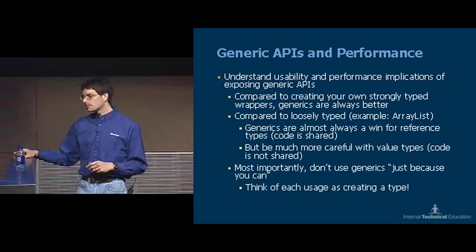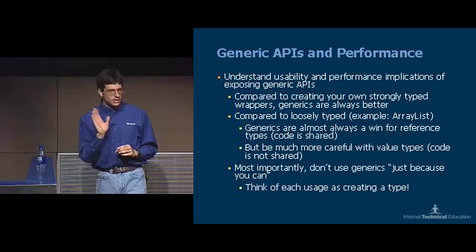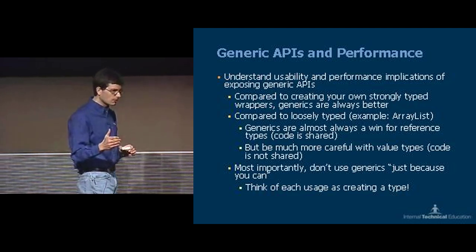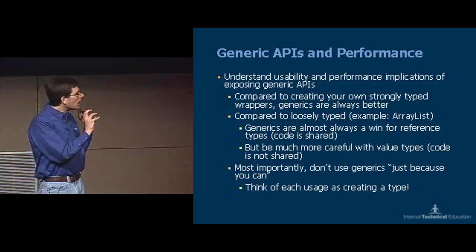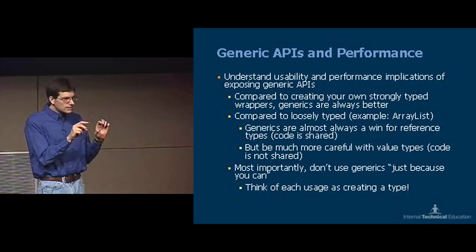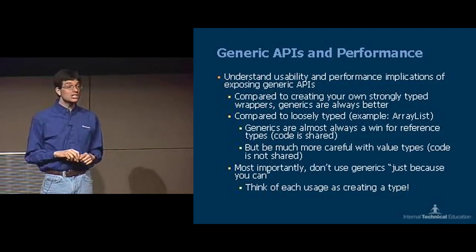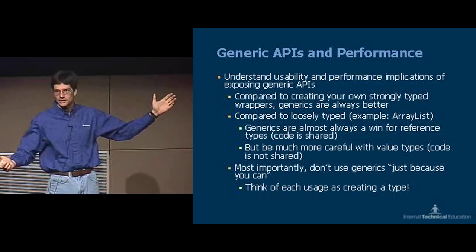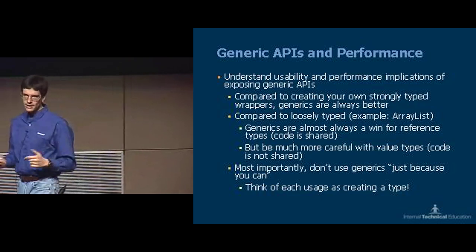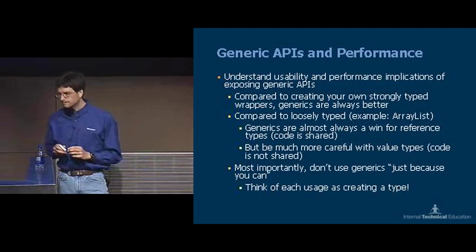So the implication of that is that it's still okay to have generics over value types, but what you should be thinking is, when you type in that code, new list of int, you should say, oh, okay, I just created a whole new collection class. Is that warranted in this case? And if it is, then great. If it's not, then you should think harder about it.